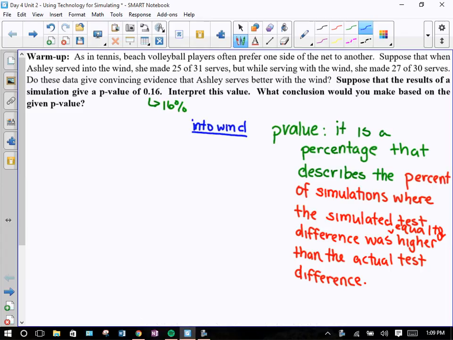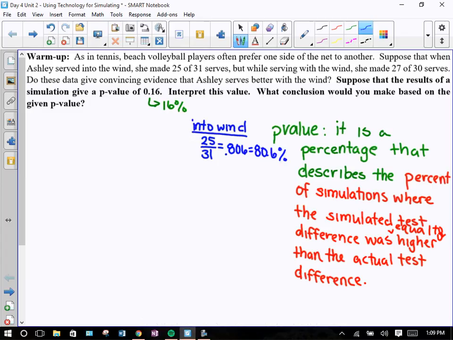Into the wind is 20. She made 25 out of 31 serves. If we do 25 divided by 31, we're going to get 0.806, which is equal to 80.6%.